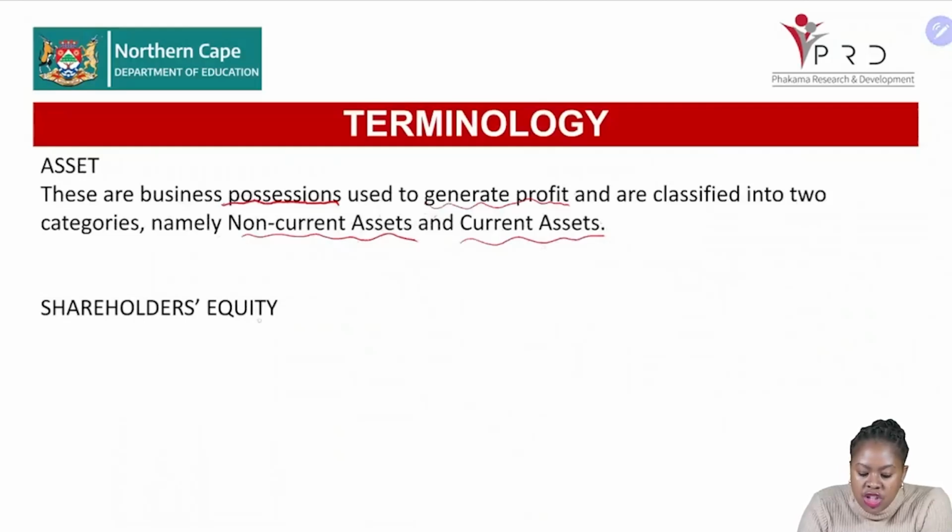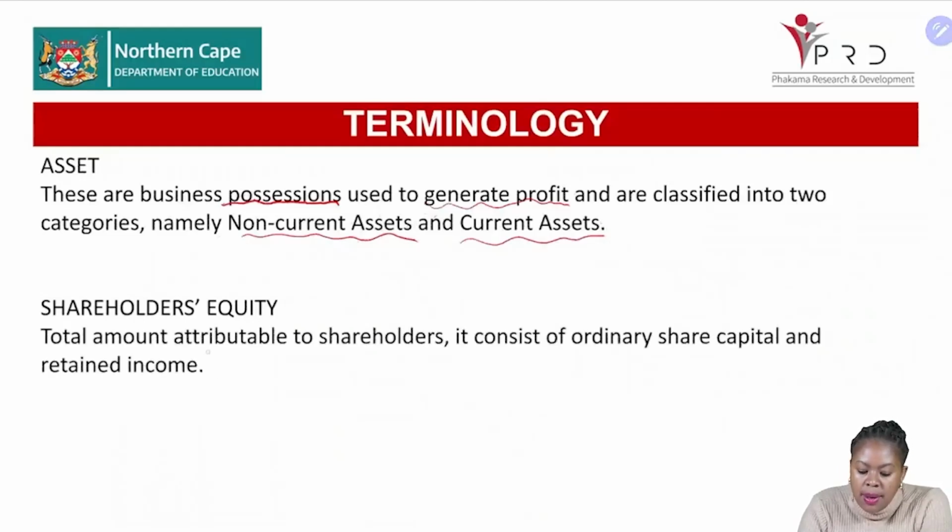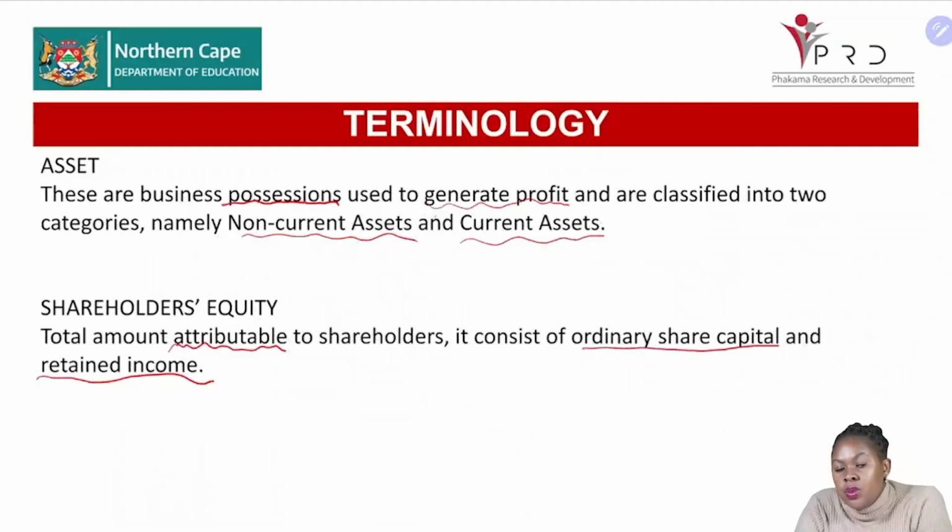When we are talking about shareholders' equity, we are talking about the amount attributable to the shareholders. It consists of ordinary share capital and retained income. So whenever we are doing our statement of financial position and we have to calculate our shareholders' equity, it means that we take our ordinary share capital and add it together with the retained income to get the total of our shareholders' equity.